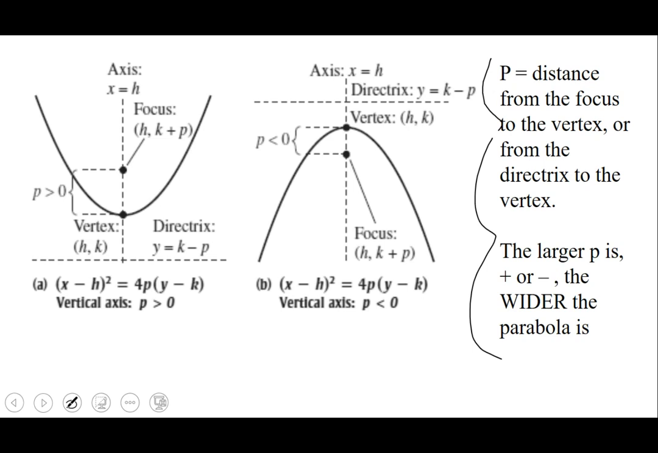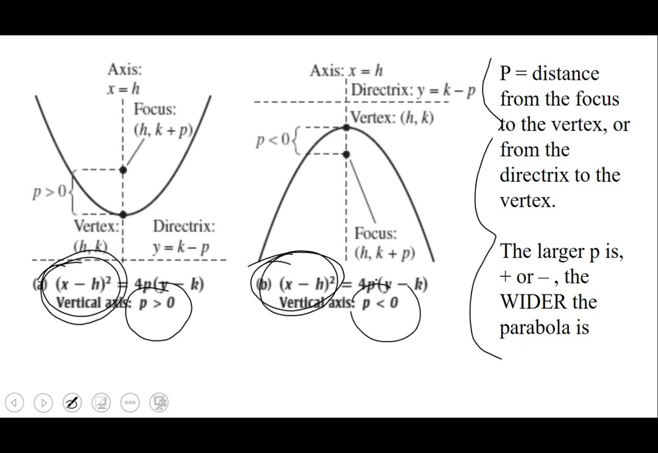Notice that in both of these examples, you have the x variable that is being squared. How do you know whether or not the parabola is going to face up or down? Well, if you have the x being squared and you have a positive p, that is how you know that the parabola is going to face up. Whereas if you have the x being squared, but you have a negative p, that is how you know that the parabola is going to be facing down.